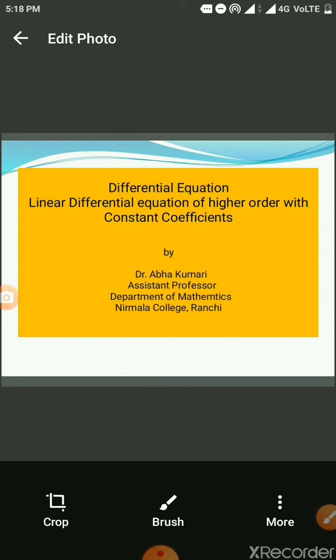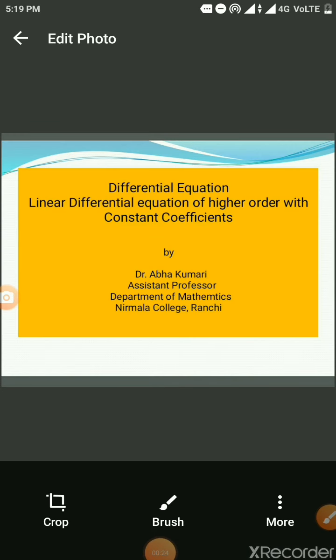Today we will discuss the linear differential equation of higher order with constant coefficient. In this topic, first we will discuss the homogeneous differential equation of higher order with constant coefficient. For this, let us see some theorems and examples.